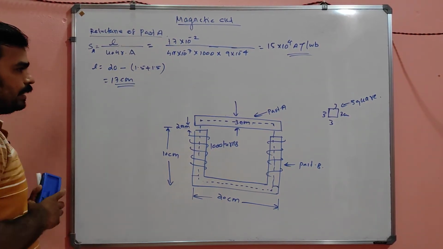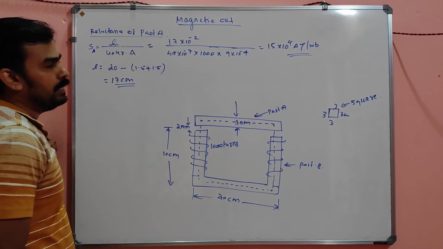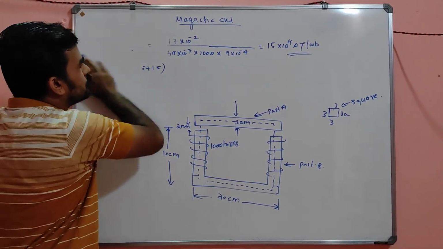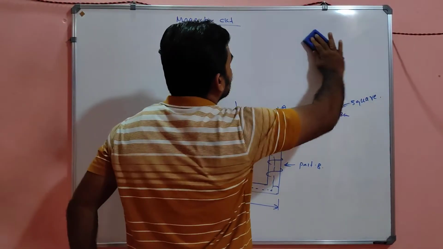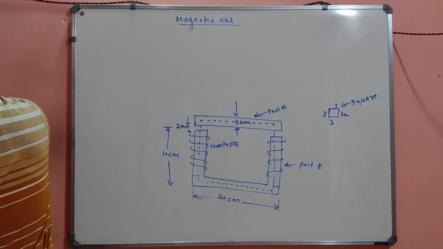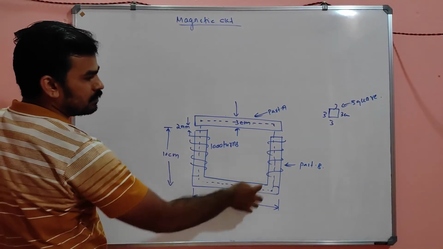Can we do the reluctance of part B? Part B means this area.